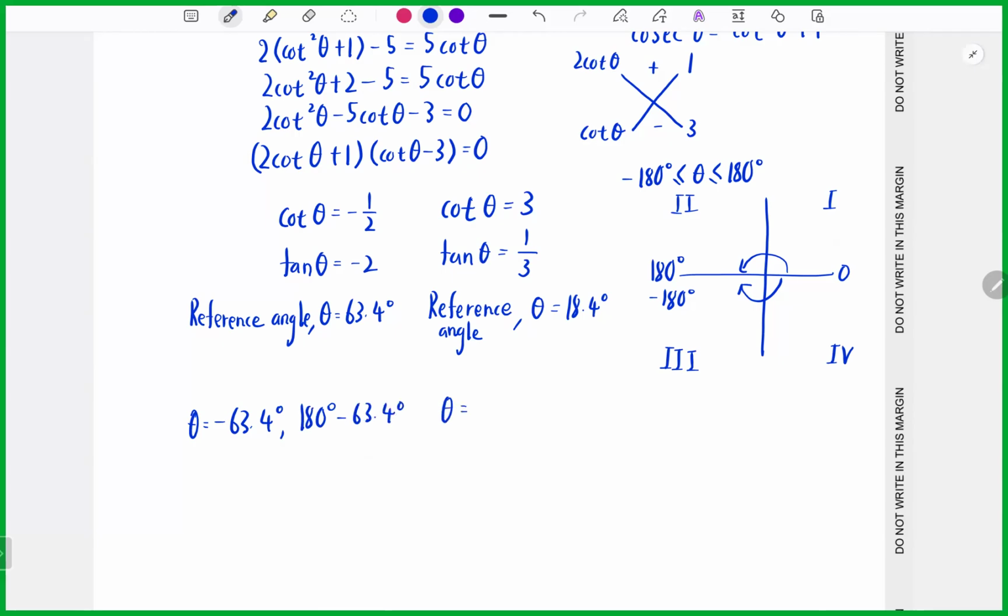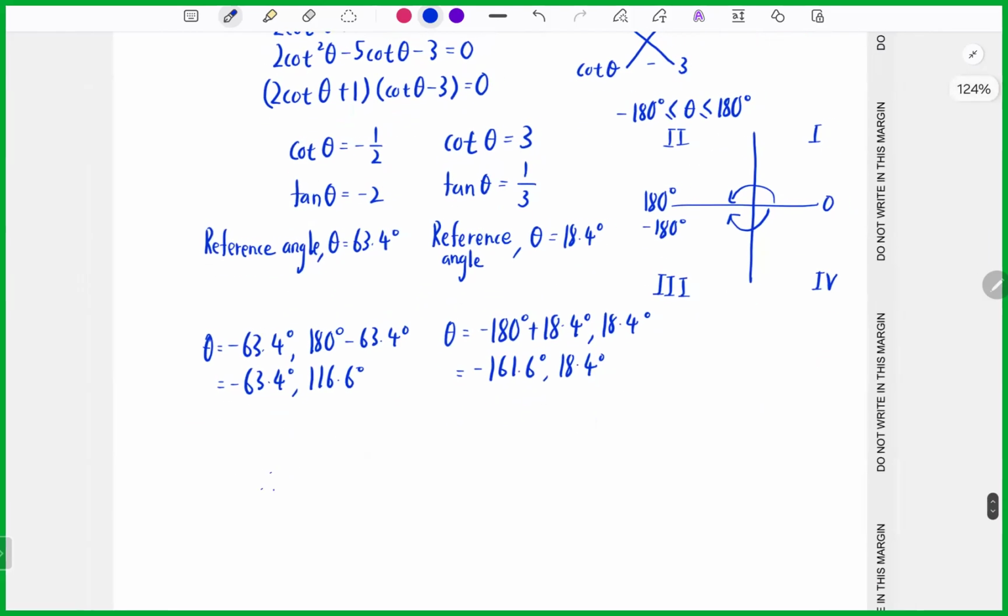And then we look at another, because this is positive, so we can take it, negative 180 plus 18.4, and then one more is 18.4 degrees equals to negative 63.4 degrees. 180 minus 63.4. So you'll get 116.6 equals to negative 180 plus 18.4. Okay, negative 161.6. Okay, 18.4. So you will get four answers here.